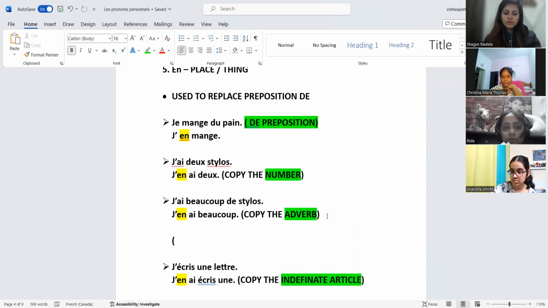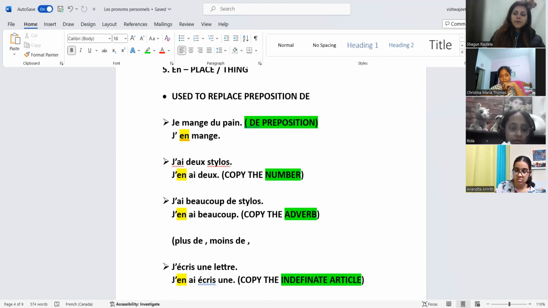Peu, moins, plus, trop. Tout is not an adverb of quantity. Tout is like an adjective. Adverbs of quantity will be with DE. That is why we call them adverbs of quantity here. Might have done it in 7th or 8th. It was a topic in 7th or 8th grade. I only remember these. Anybody else who remembers more?